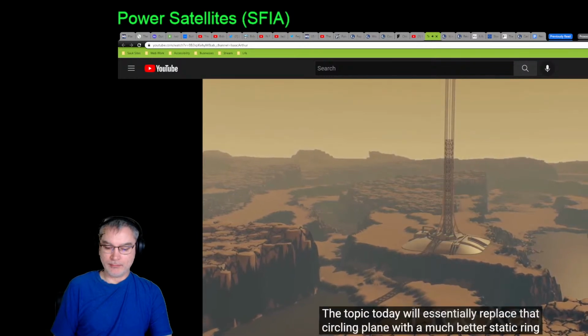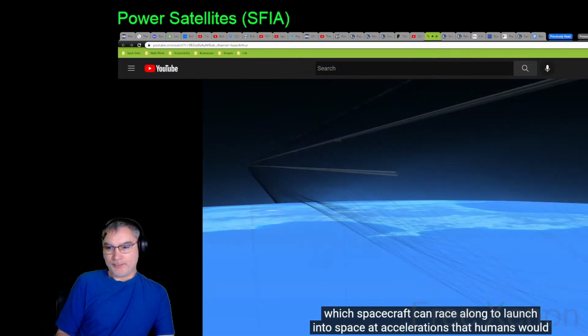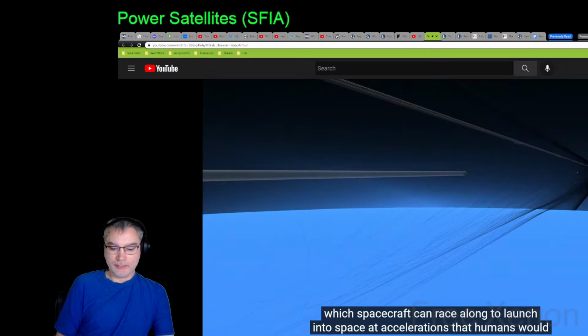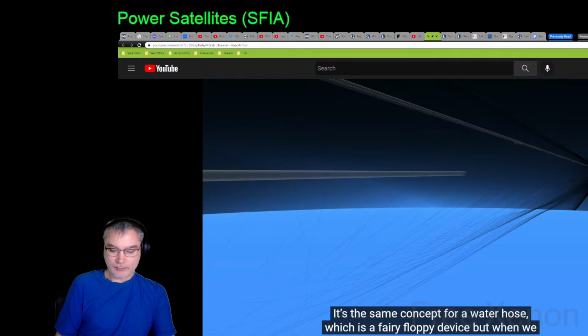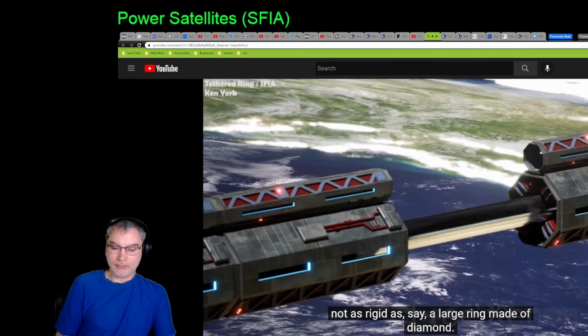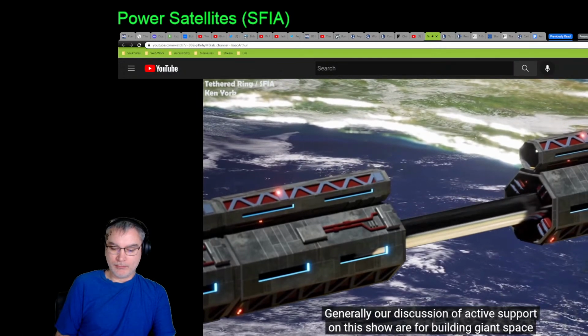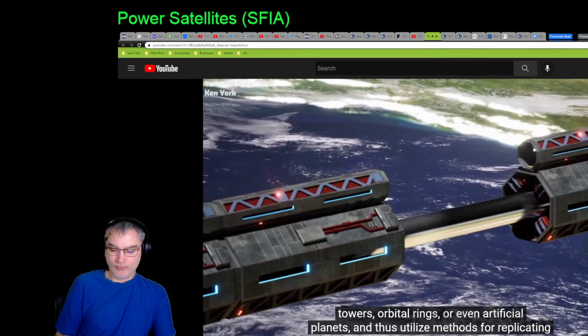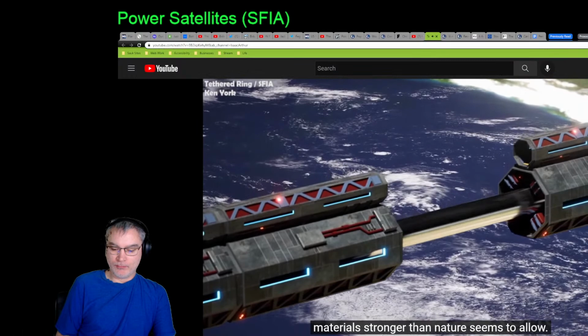The topic today will essentially replace that circling plane with a much better static ring, which spacecraft can race along to launch into space at accelerations that humans would find comfortable. Active support comes in other forms too. It's the same concept for a water hose, which is a fairly floppy device, but when we run water through it at high pressure, it suddenly becomes quite stiff and rigid, but not as rigid as, say, a large ring of diamond. Generally, our discussion of active support on this show are for building giant space towers, orbital rings, or even artificial planets, and thus utilize methods for replicating materials stronger than nature seems to allow.